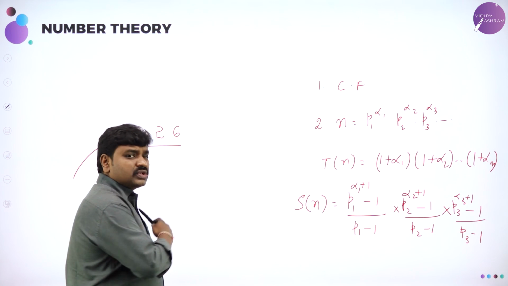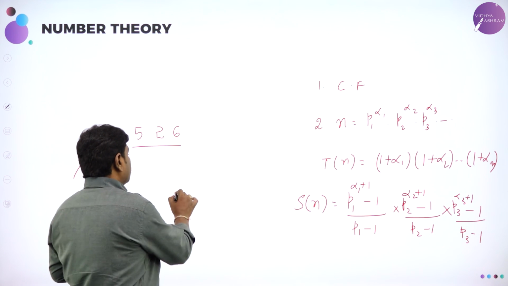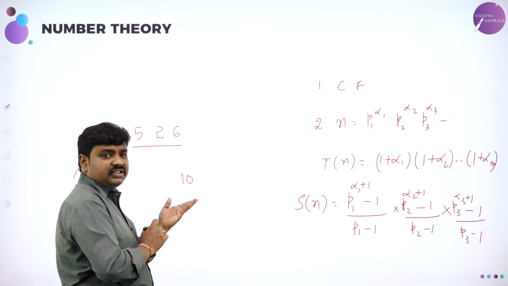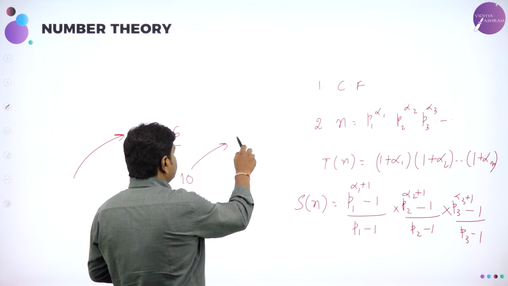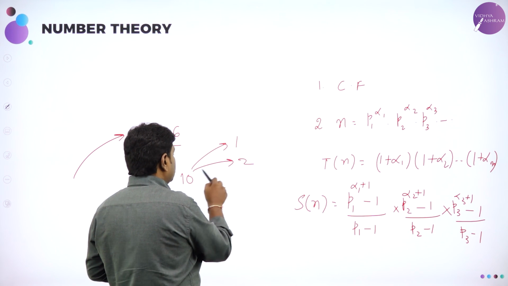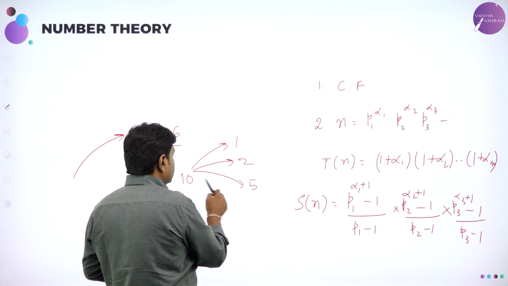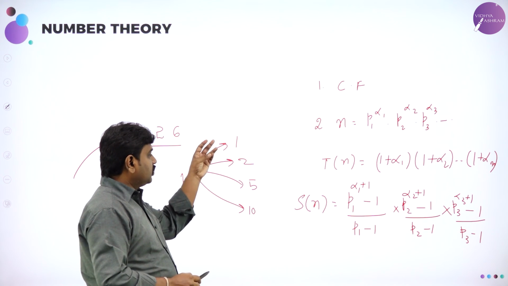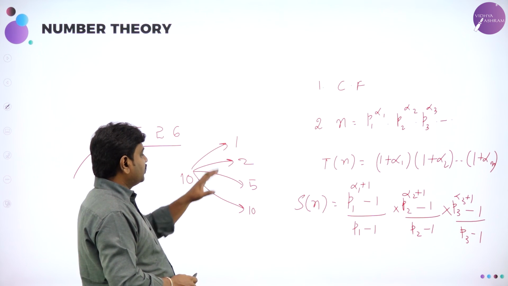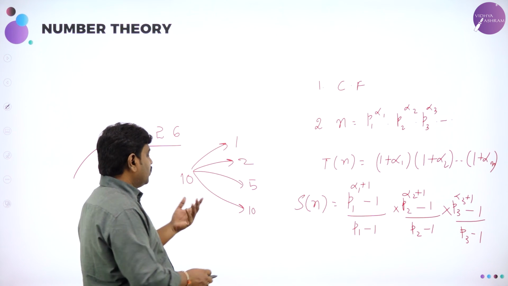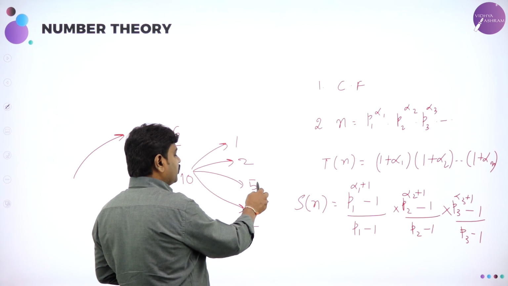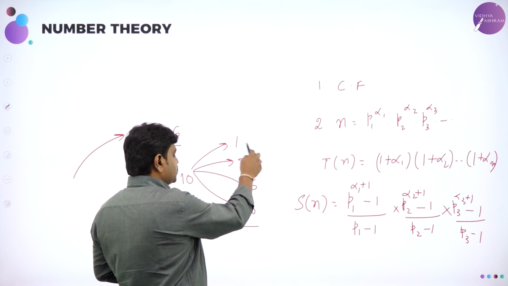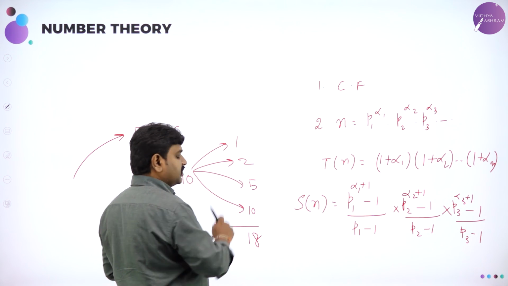So now what is the use of this? If I use a small number like 10, you can find how many divisors are there. 10 is divisible by 1, 10 is divisible by 2, 10 is divisible by 5, 10 is divisible by 10. So I can say there are 4 divisors: 1, 2, 5, 10. And what is the sum of divisors? Means you can add 10 plus 5, 15. 15 plus 2, 17. 17 plus 1, 18. This is sum of divisors.